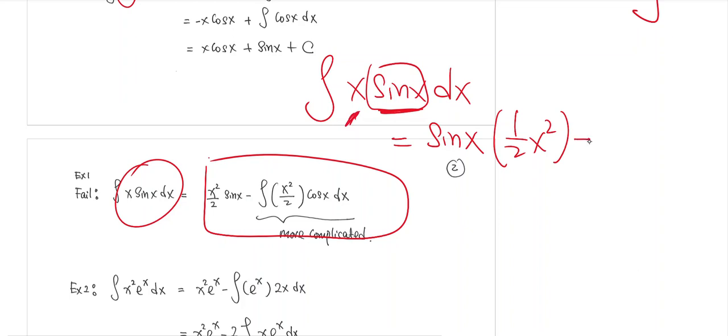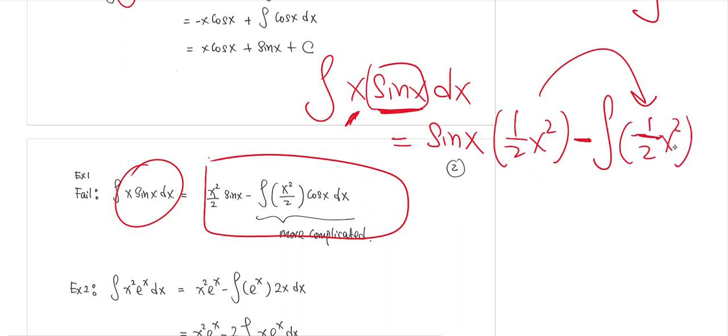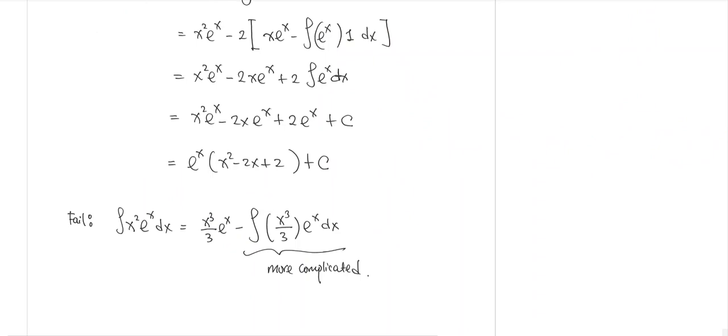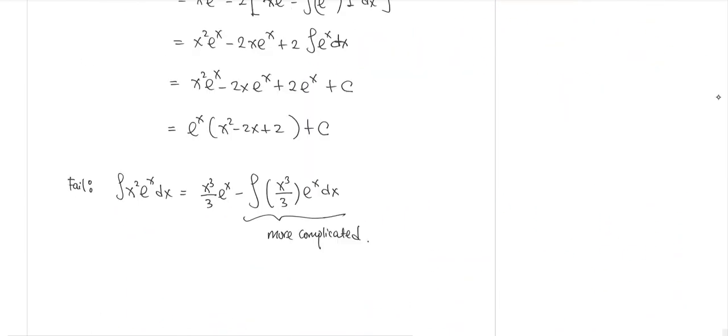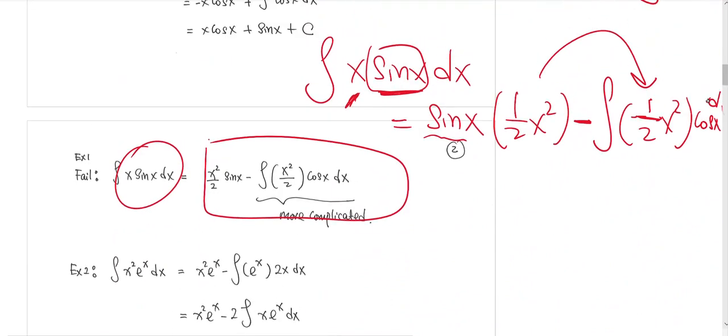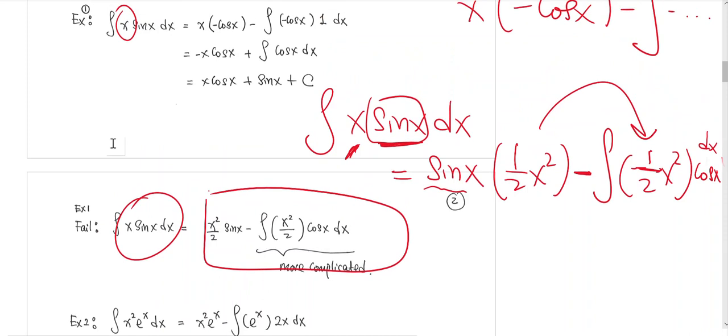And then I always put a minus, always put an integral sign, and copy and paste the result of the one that I integrated right here. And the one that I left behind, now I have to differentiate it. So I have cosine x, running out of space, dx. Sorry, dx.